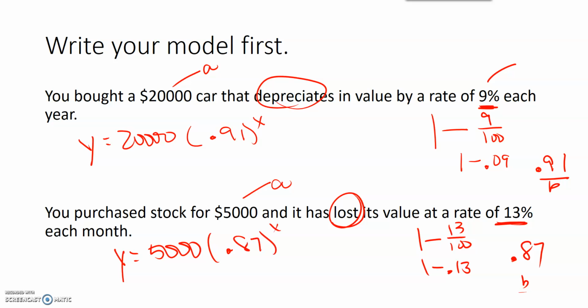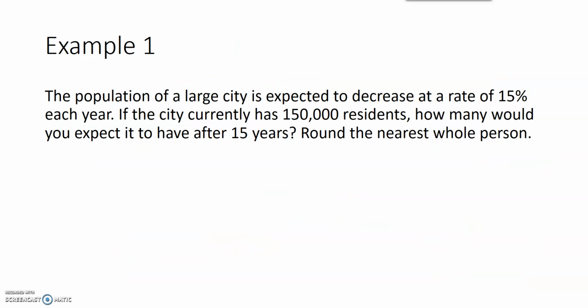And it's that simple. Now we're going to do 2 more examples, but this time we're going to do follow-up questions with them. So we're going to start out by writing our model, but then answer that follow-up question that comes along with it. So example 1. The population of a large city is expected to decrease, that's what tells us it's decay, at a rate of 15% each year. If the city currently has 150,000 residents, how many people would you expect it to have after 15 years?